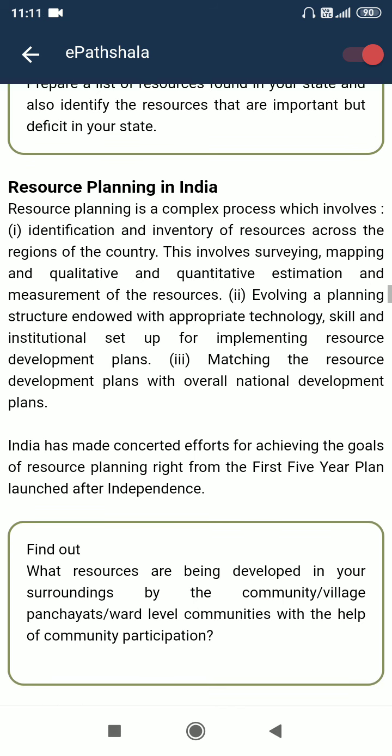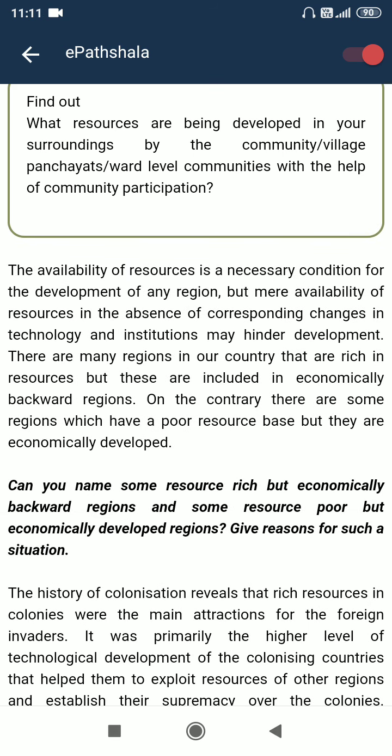independence. Find out what resources are being developed in your surroundings by the community, village, panchayat, ward level communities with the help of community participation.